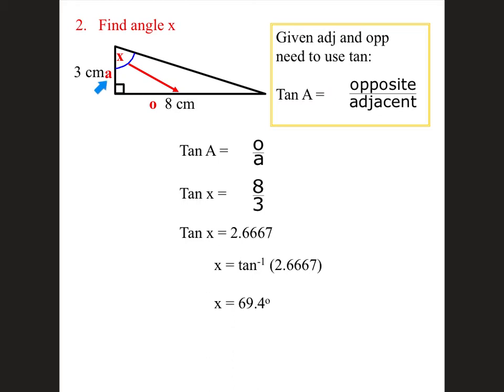And this is another example. We are given these two sides, so we name them opposite and adjacent. Then we substitute the O and A with the numbers, 8/6, and then we get 2.6. Tan inverse of that, we get 69.4.